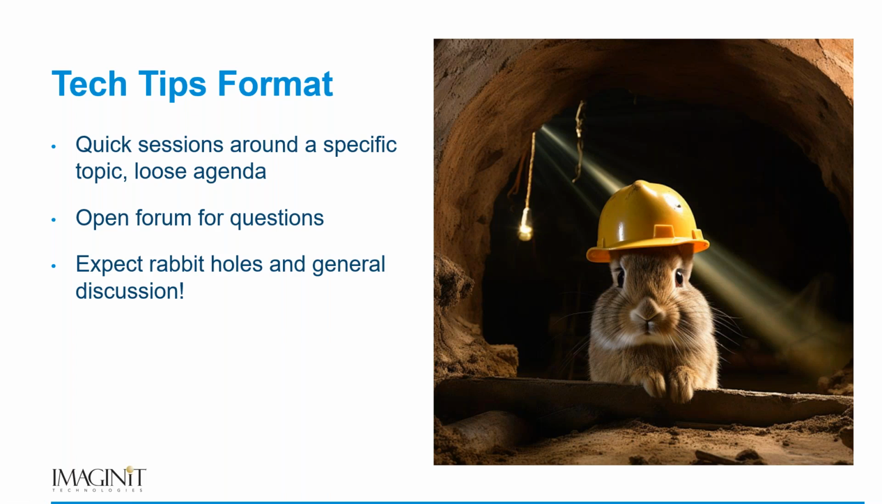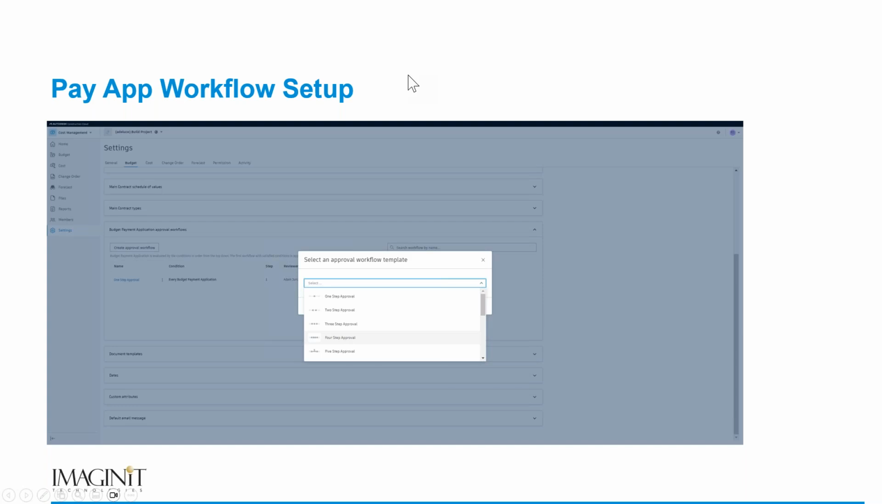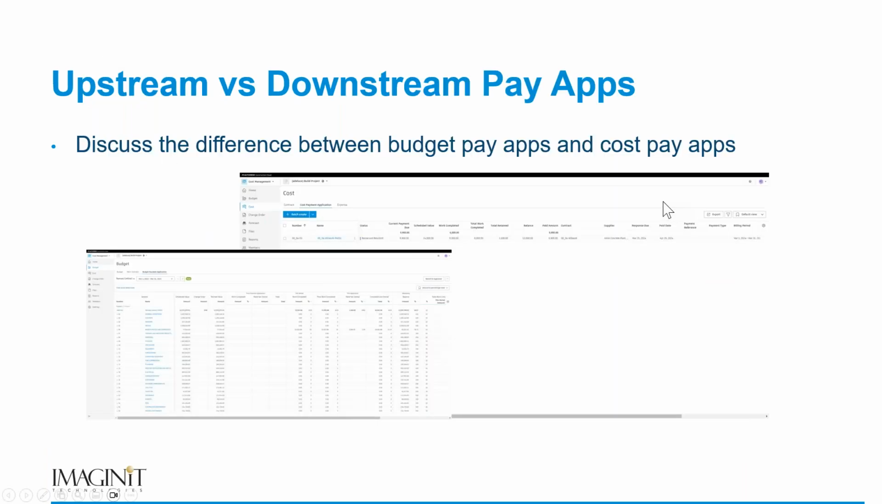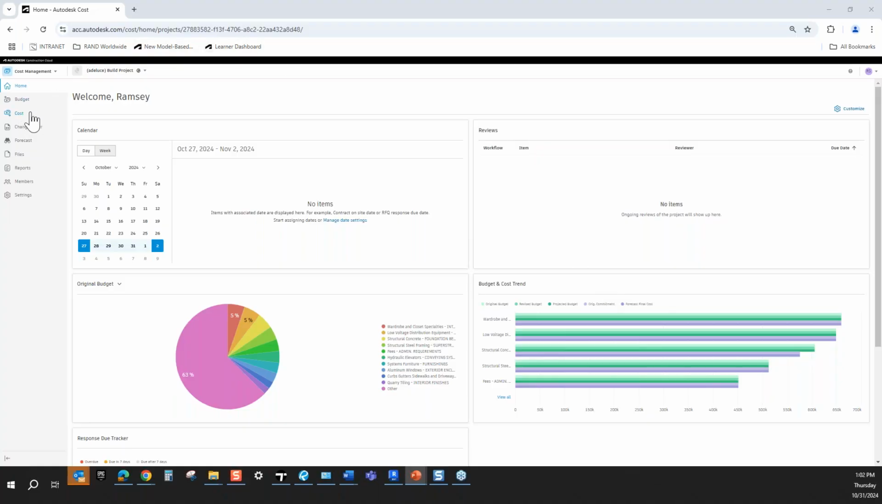We will be going over the pay application side of things when it comes to cost management. Couple of things here. We will go over how to set up the workflows for the pay apps, so the different types of levels of workflows. From there, we will then get into the upstream versus downstream pay app versions, and what a budget pay app is and what a cost pay app is, et cetera. So we'll get into that, and without further ado, let's go ahead and get started.